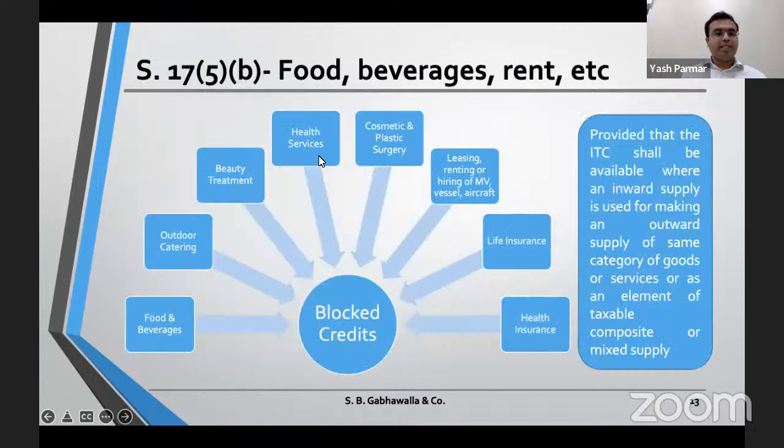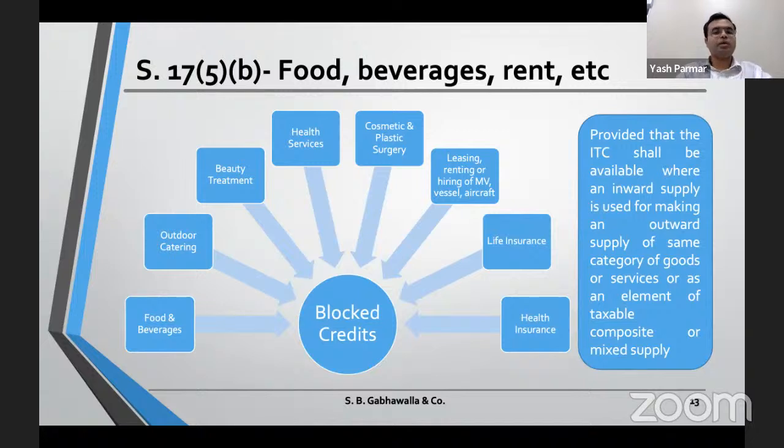With this background, we'll go to the next clause, which is clause B. And it deals with various kinds of services. The first one being foods and beverages. We all know that this is a very famous block credit. ITC of foods and beverages is a block credit. ITC of outdoor catering is also blocked. Beauty treatment is a block credit. ITC in relation to health services is a block credit, because it is deemed that health services are never for or in the course of business. Health services are always for individual's own use, and therefore ITC is blocked.